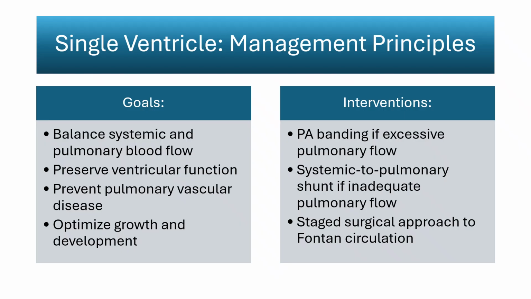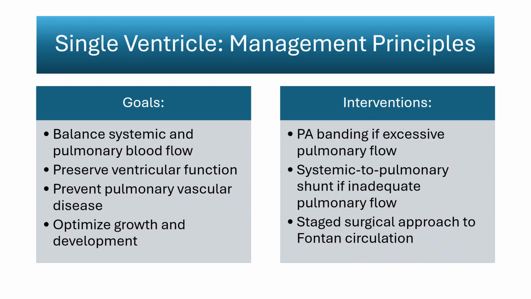Management of single ventricle physiology begins with the goal of balancing systemic and pulmonary circulations. Excessive pulmonary flow can deprive the systemic circulation of output and lead to heart failure, while inadequate pulmonary flow produces profound cyanosis. Preserving ventricular function is central, since the single chamber must sustain the full cardiac workload. Preventing pulmonary vascular disease is equally critical, because a low-resistance pulmonary circuit is required for future Fontan physiology. Optimizing growth and neurodevelopment ensures that infants are strong enough to tolerate staged interventions.